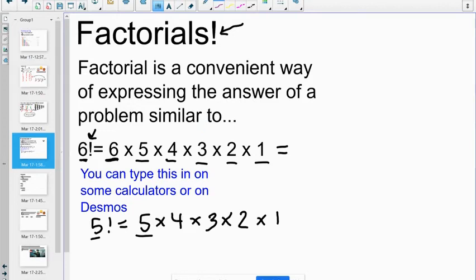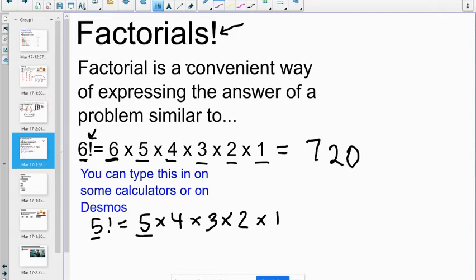So I'm going to type that in on my calculator really quick. If you're on the TI-84, you hit 6 and you hit the math button. You go all the way over to probability, down to option 4, factorial. 6 factorial is 720. But you can also just type in 6 times 5 times 4 times 3 times 2 times 1 on your calculator, and it will still get you that same answer.